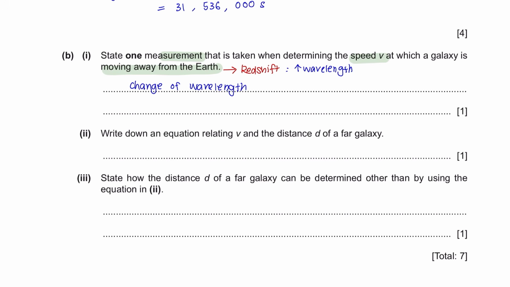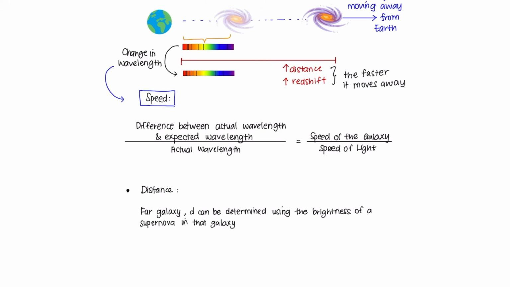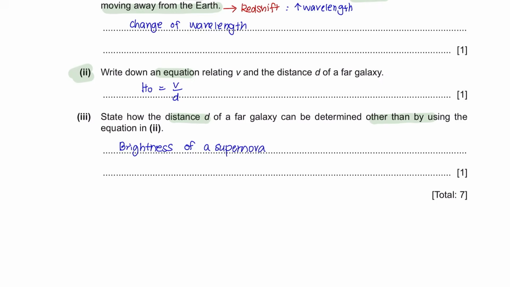Part 2. Write down an equation relating v and the distance d of a faraway galaxy. The equation relating v and distance is your Hubble constant. Part 3. State how the distance of a far galaxy can be determined other than by using the equation in Part 2. Okay, this is a theory question. To calculate the speed, we can either find the change of wavelength or we can determine it by using the brightness of a supernova in that galaxy.